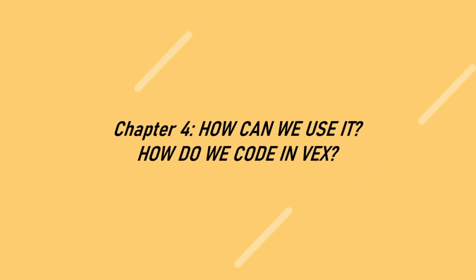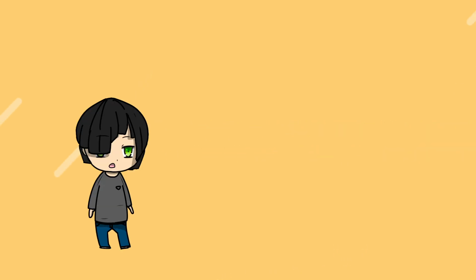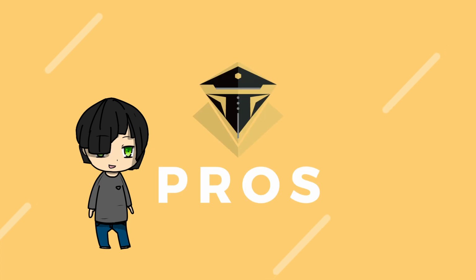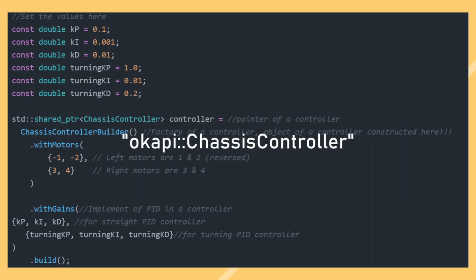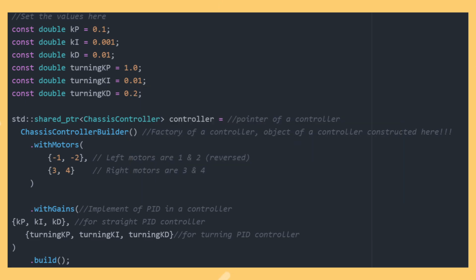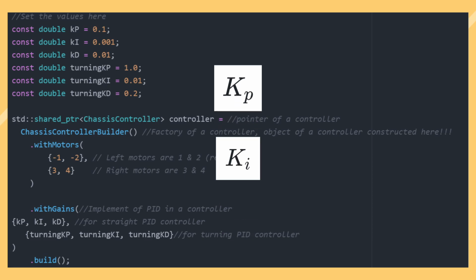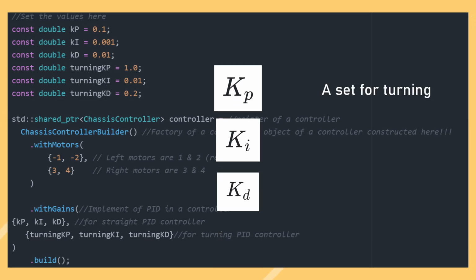So finally, we are now here to show our last chapter. How can we use it? How do we code in VEX? So now, I will show you how to make a PID controller in PROS in the easiest way. First, you want to implement the PROS Okapi library, Okapi chassis controller, and assign the values Kp, Ki, and Kd for turning and going straight.